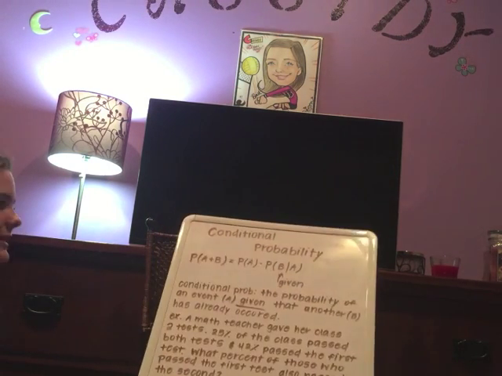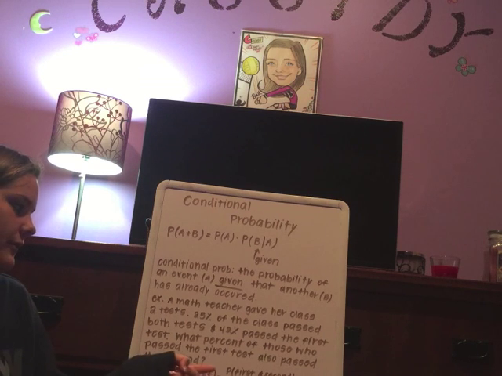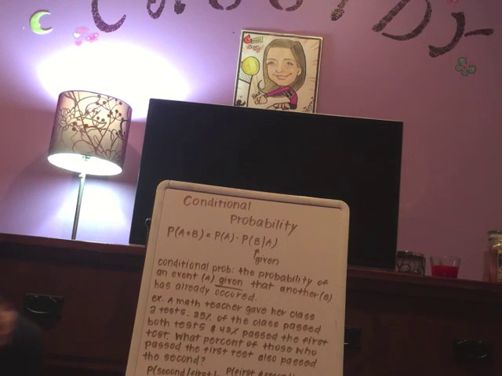Conditional probability is the probability of an event A given that another event B has already occurred, and the formula is P(A and B) equals P(A) times P(B given A). And then this is the example. What you would do is put P of the second given the first event, and then it would equal P of first and second over P of first, and then you just find the percentages and divide, and you get your percent, which is 60.